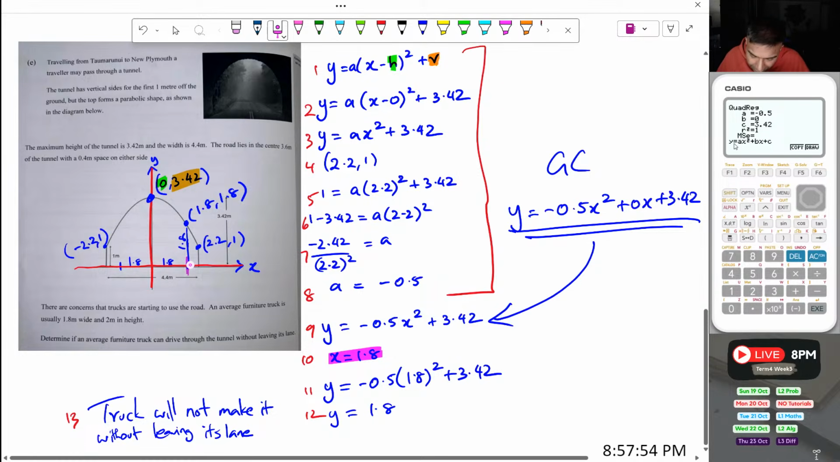The reason I use 1.8 is because 1.8 is here. The truck is going to fit like this. So if I want the truck to be on this side of the lane, then I have to use 0.9, because I'm assuming that the road lies in the center. I'm just double checking. Now, am I making an assumption here that the tunnel has got 2 lanes?